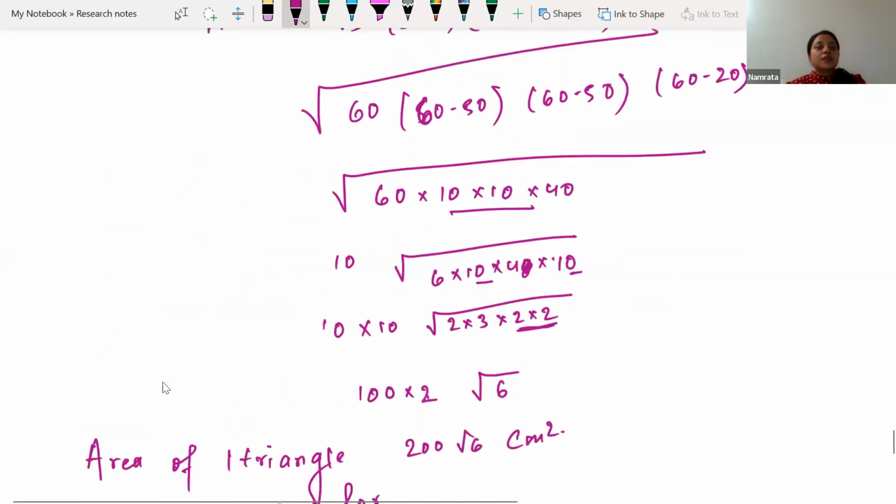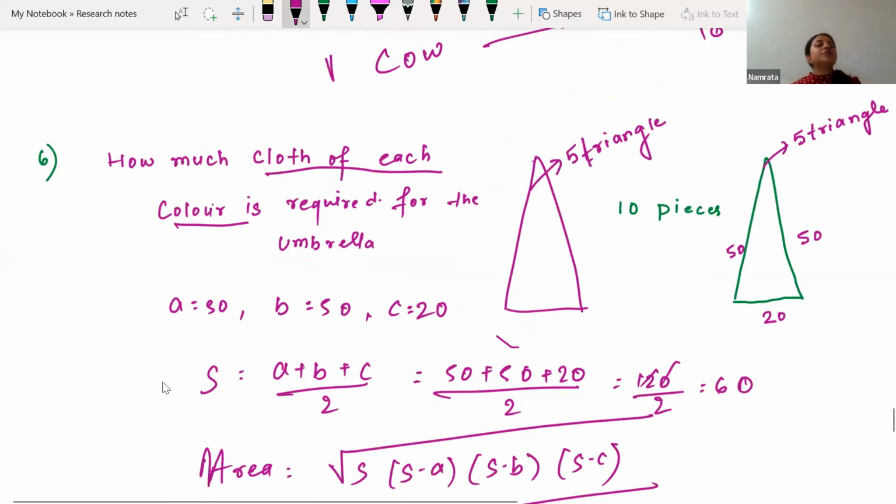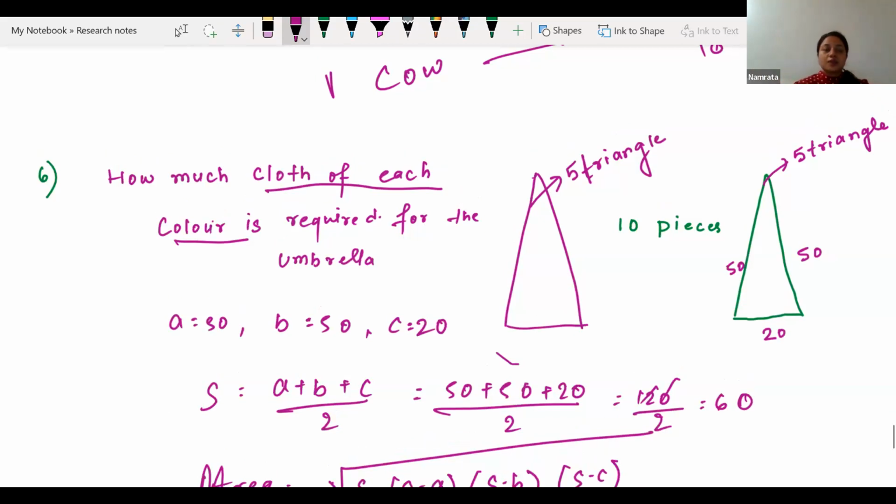We just have to find the area, but only one trick is there, that we have to understand that if the total umbrella is made up of 10 triangles, then 5 has to be 5, like 2 colors have been used. So one of the colors is having 5 triangles, another color is having 5 triangles. Now the area of the cloth used to make each color portion, that we have to find. Once we find the area of one of the triangles, multiply into 5. Is it clear to everyone? Yes, ma'am. Let's move to the next one.